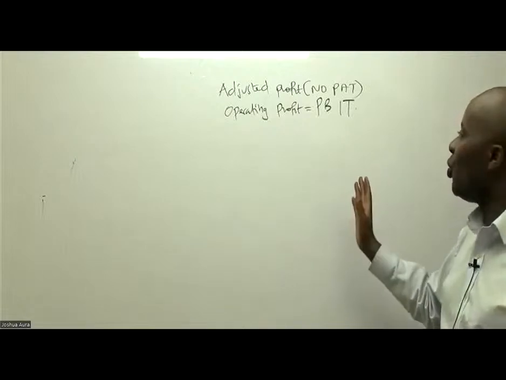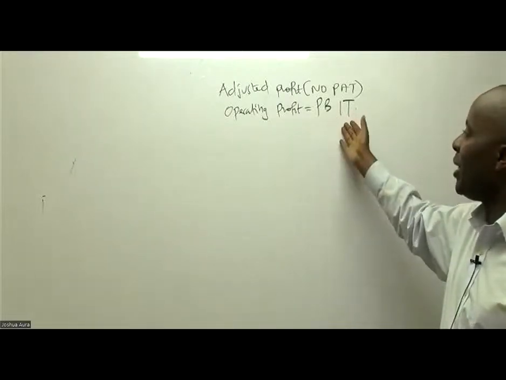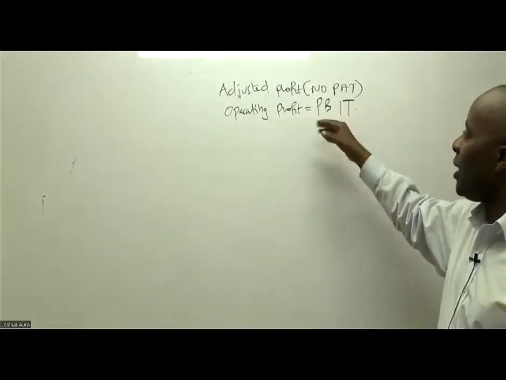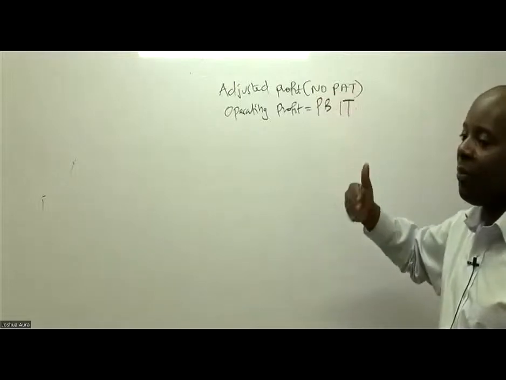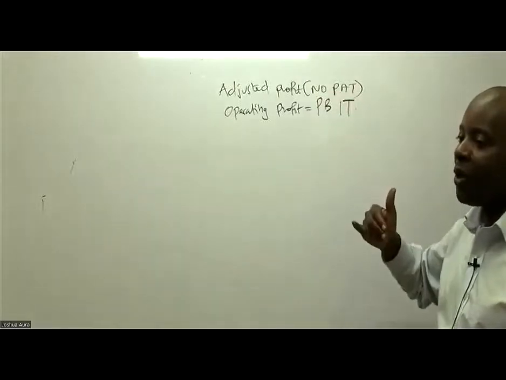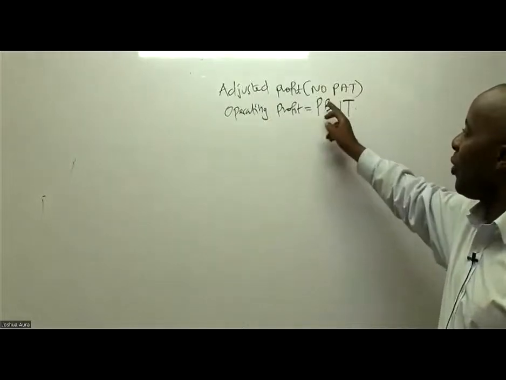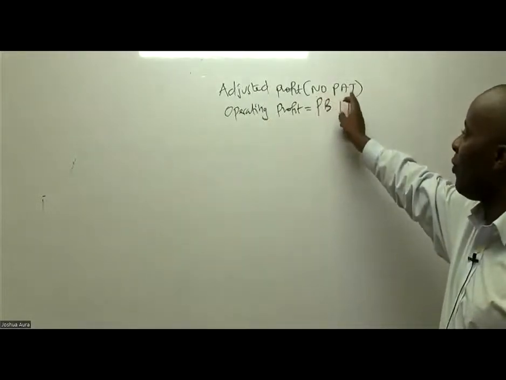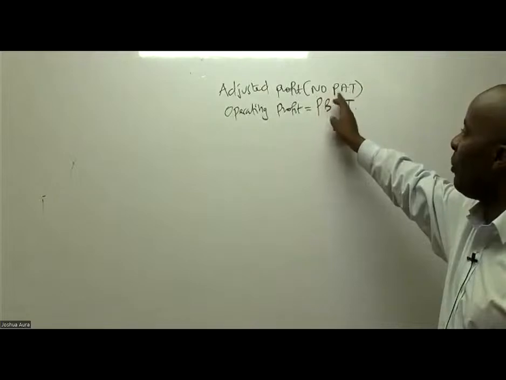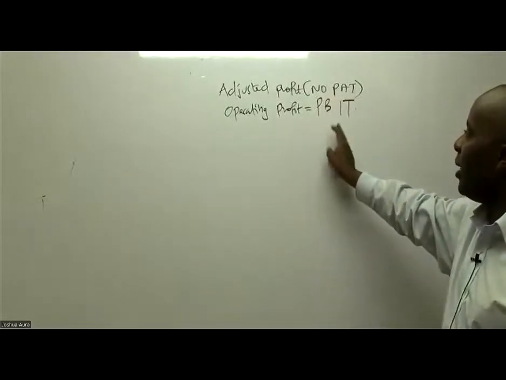To get this PBIT, it's very easy. Just look at all the items affecting our profitability and leave out the interest and the tax. Later, to get net operating profit after tax, we will come in and deduct the tax aspect.